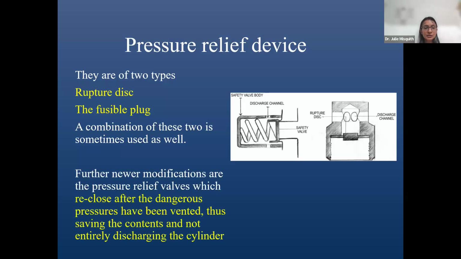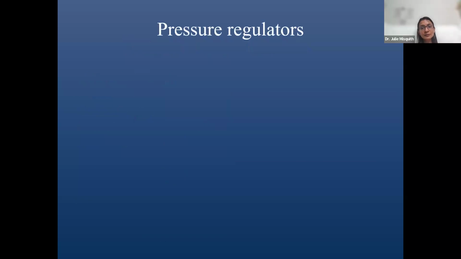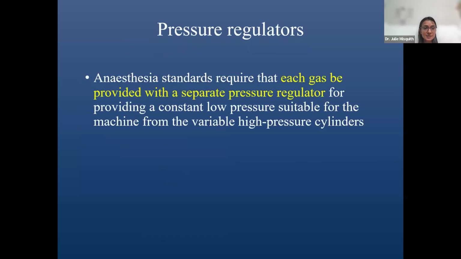Now, the newer modifications have pressure relief valves which reclose after the dangerous pressure has been vented, thus saving the contents and not entirely discharging the cylinder. The next safety feature is pressure regulators.